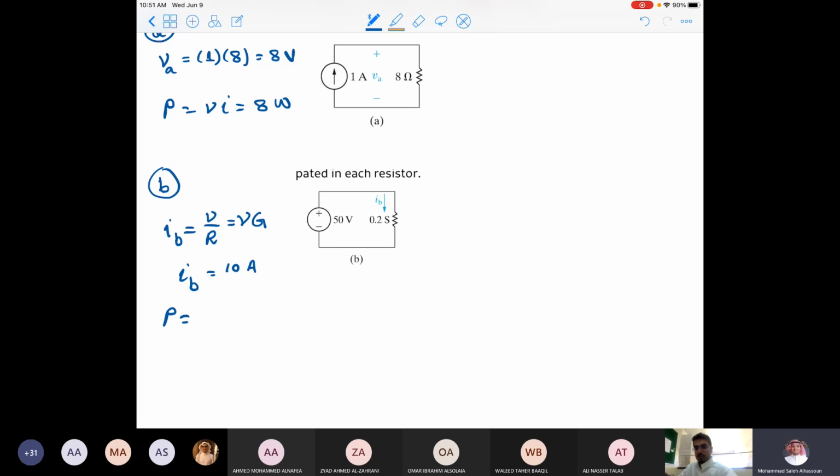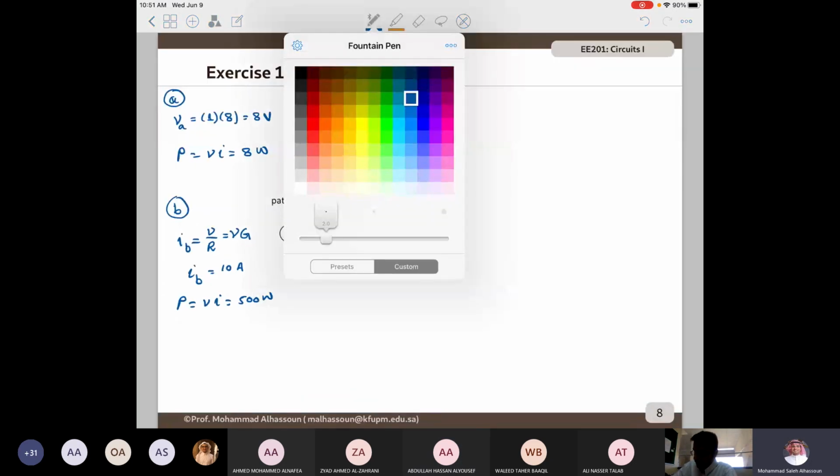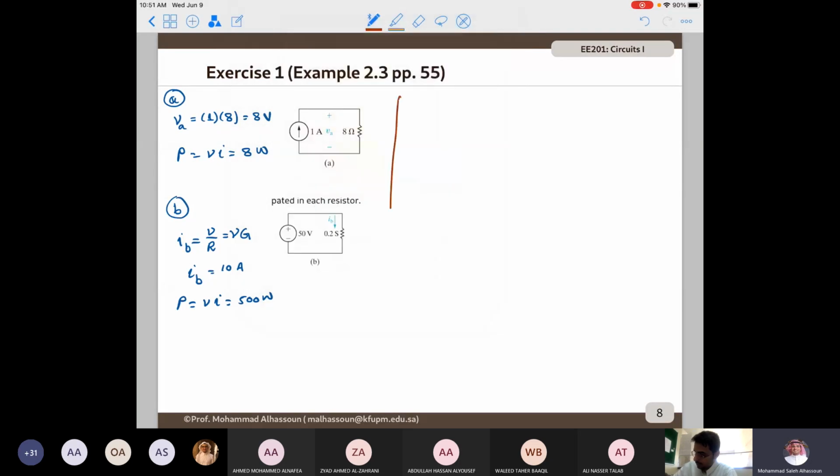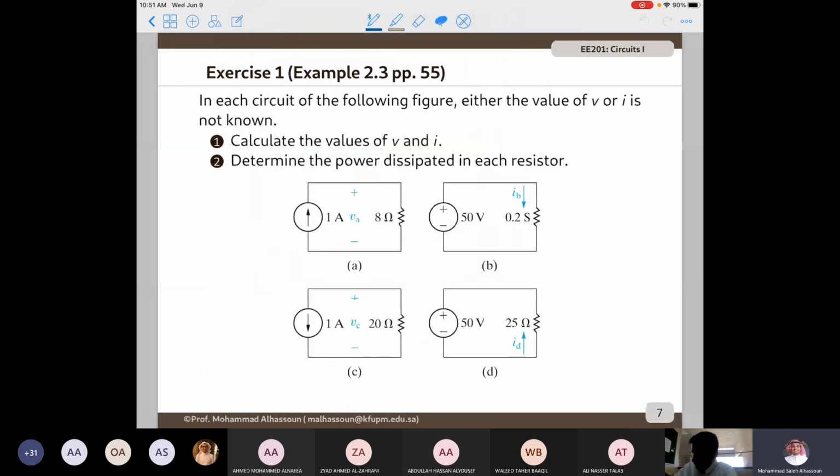Dalal Yusuf. It's V multiplied by I, which is 500 watts. Okay, very good. So let's go to the third part, part C. Let's see what we have here.